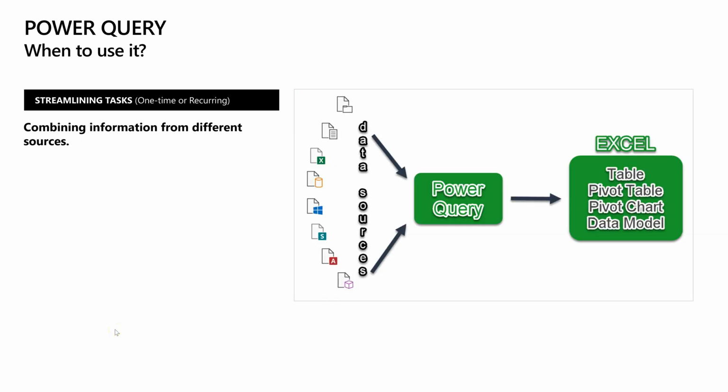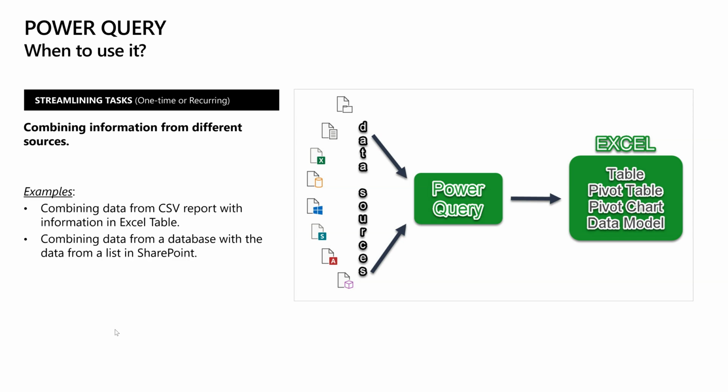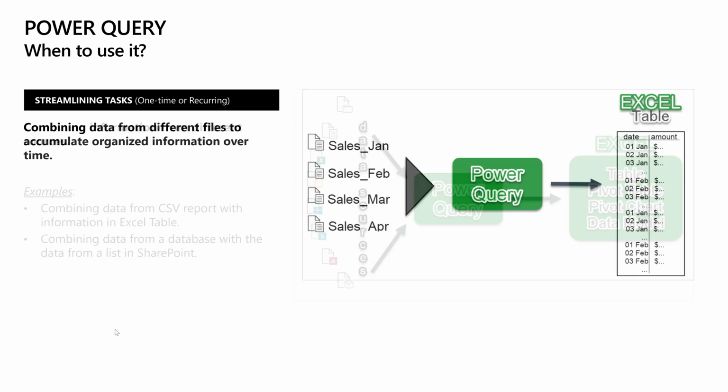Another common scenario is when we want to combine data coming from different sources. For example, a CSV report and a table in Excel. Or another example, when we want to cross the information existing on a database with the one in a SharePoint list. Power Query can help us with challenges like this.